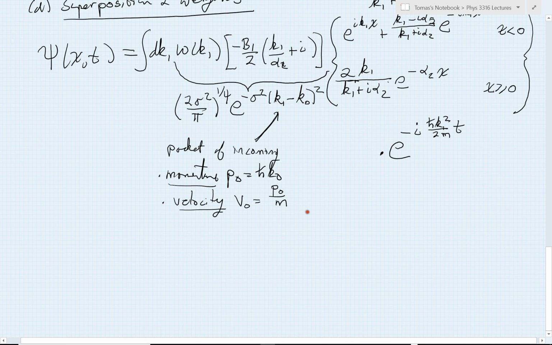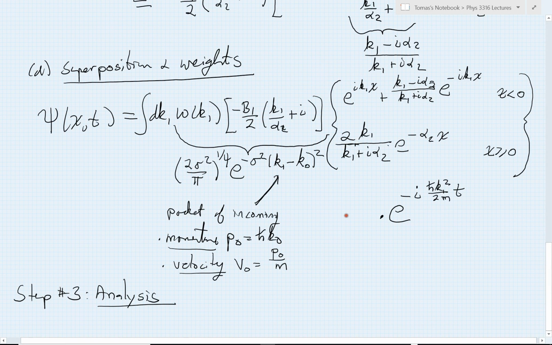So now we are ready to begin step 3, the analysis of our results. Now, for the analysis in this case, because we are mostly focused on what's going on in the classically allowed region, this region where x is less than 0, because this is where we are sending in our packet and we expect to find a packet returning back to us. We're going to really look at these two pieces of the solution.